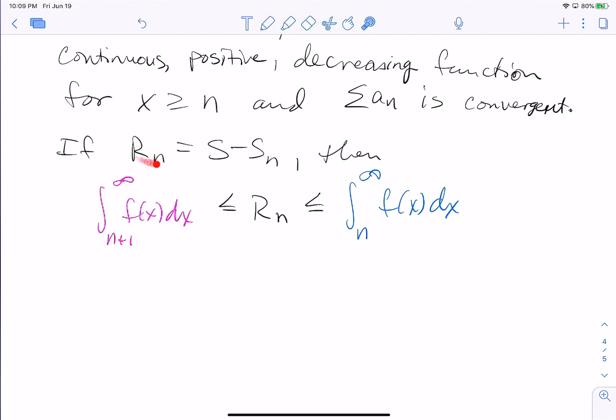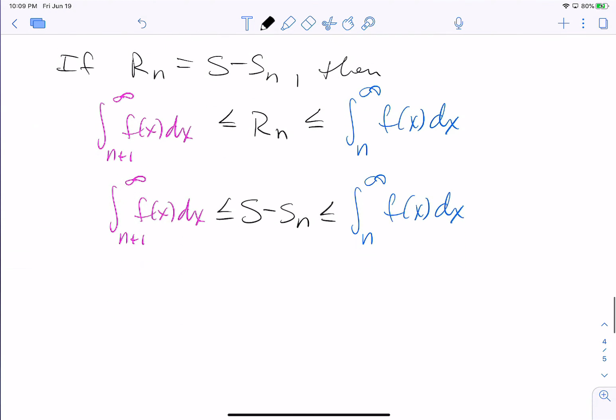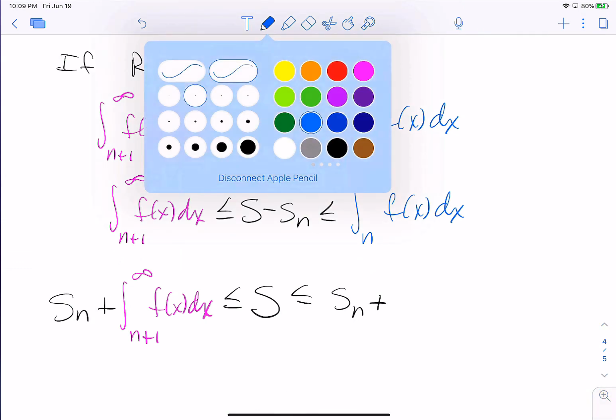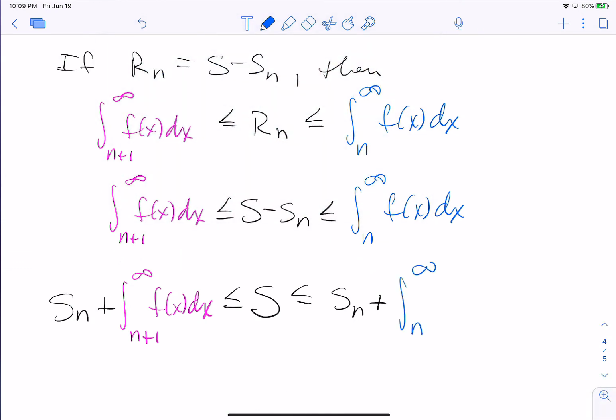Since r sub n is represented by s minus s sub n, we can say s minus s sub n is then between these two integrals, which means that the sum itself, and this is what we were after, if we add s sub n to both sides, is between s sub n plus the pink integral from n plus 1 to infinity of f of x dx and s sub n plus the blue integral from n to infinity of f of x dx.